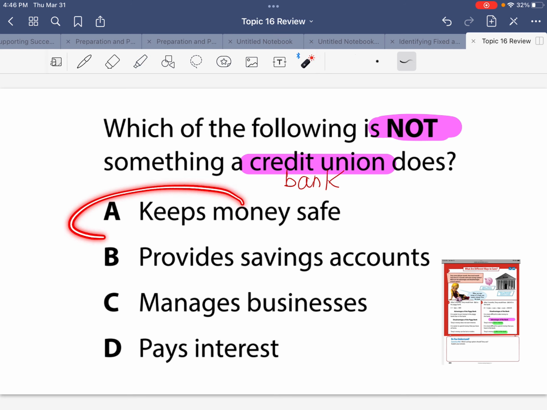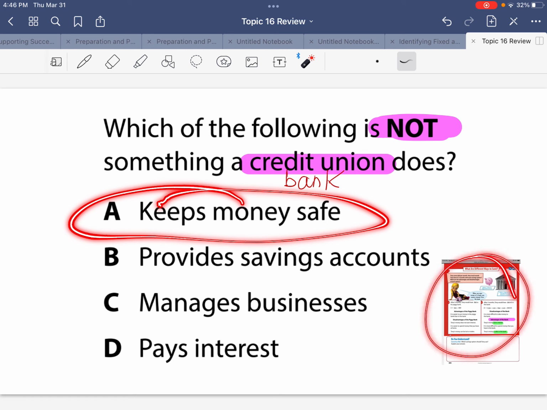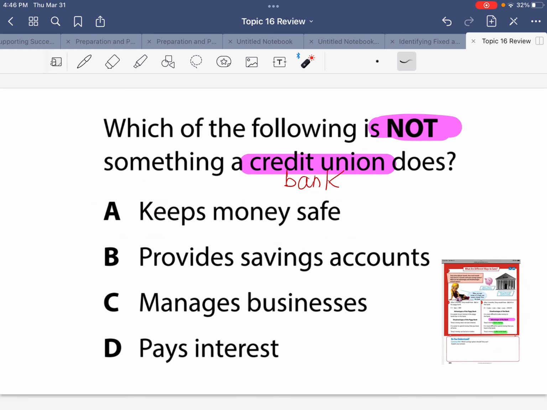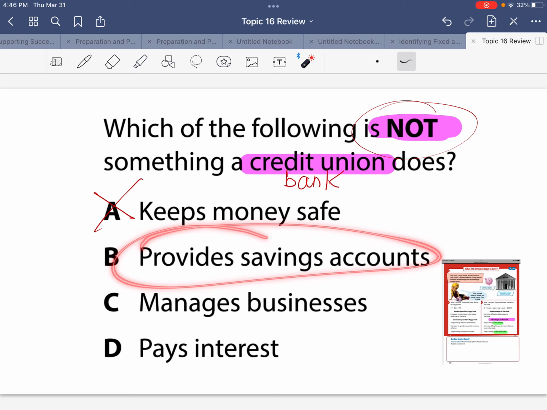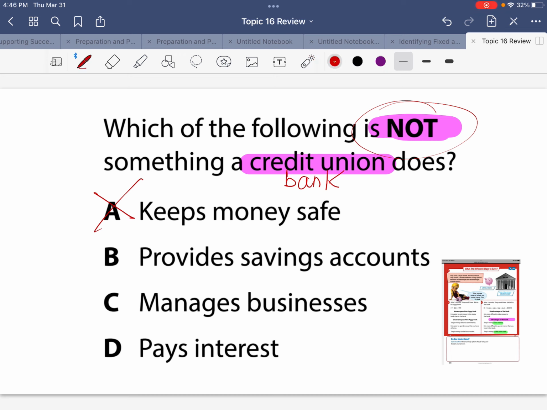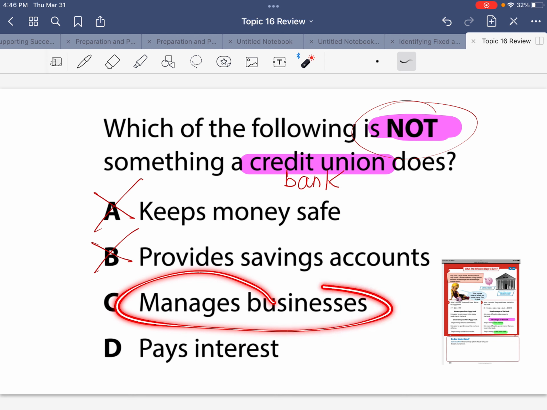Okay. A, keeps your money safe. Well, we just said right here in this anchor chart, a bank does do that. So it's not A. I'm looking for something a bank does not do. B, provides savings accounts. Okay, yes, remember a bank has savings accounts. They have checking accounts. Okay, so it's not B. C, manages businesses. Okay.